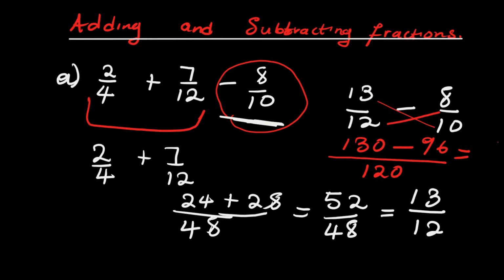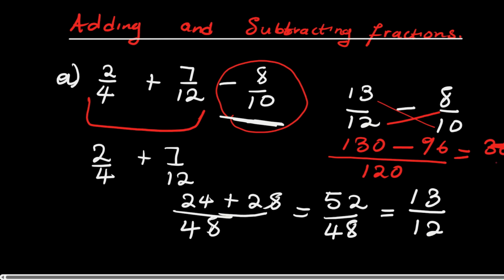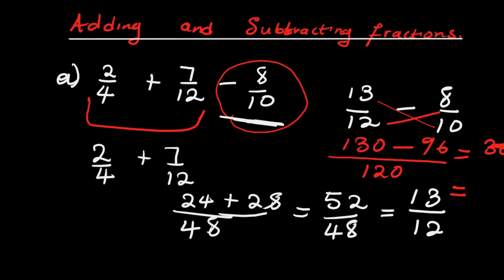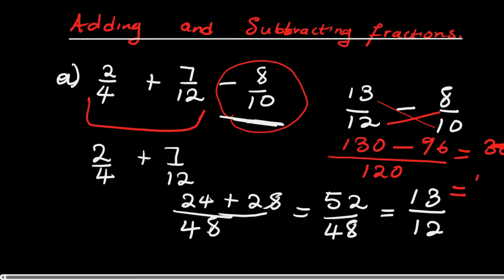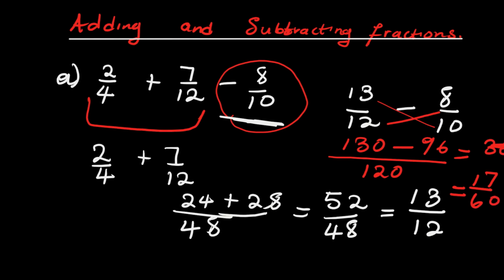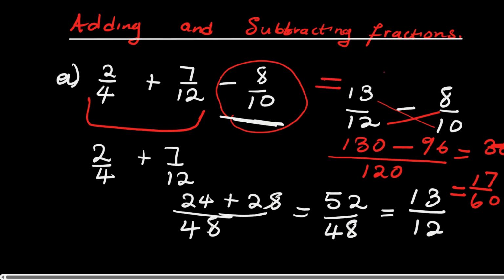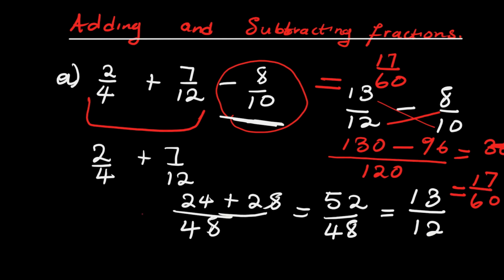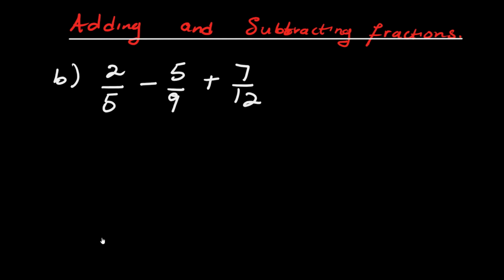130 minus 96, we get 34, so 34 divided by 120. And the final answer would have to be 17 over 60 after simplifying it further. So the answer to this whole question is 17 over 60. Now we can go to the last one. So here's the final one. You can pause and try it.